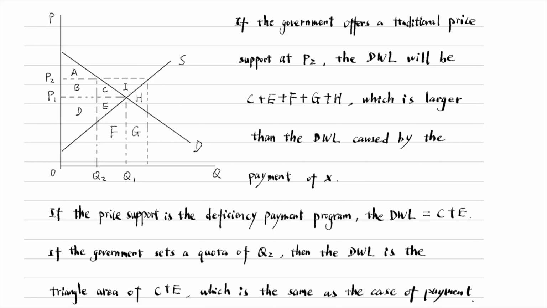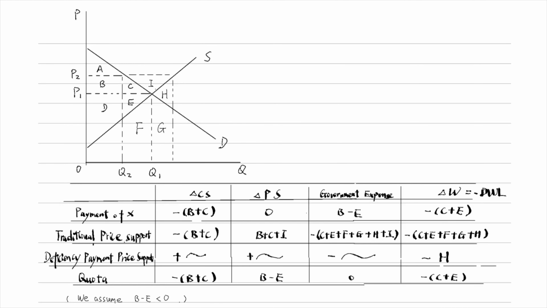We can compare the changes in consumer surplus, producer surplus, and welfare in a table. We find that the consumer surplus falls by the same amount in three cases. The producers benefit from the price support program but lose from the quota. The deadweight loss is identical in the payment and the quota cases, but becomes larger in the traditional price support case.